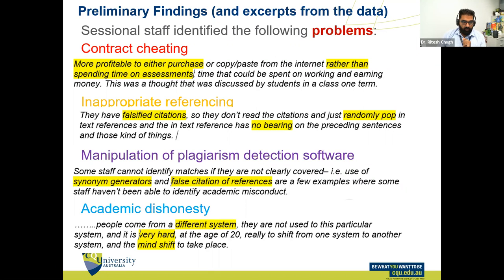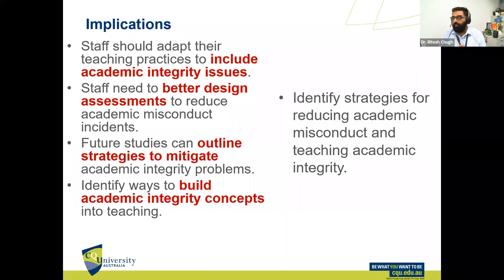Just moving ahead to what were the implications. Staff should adapt their teaching practices to include academic integrity issues. Talk to them, send them emails. I regularly, twice a term, send them emails. In fact, over the last two terms, I've been telling my staff, don't talk about plagiarism, talk about contract cheating. Show a video, I send them the video. I tell my staff, talk to your students about contract cheating so they should be aware that we know.